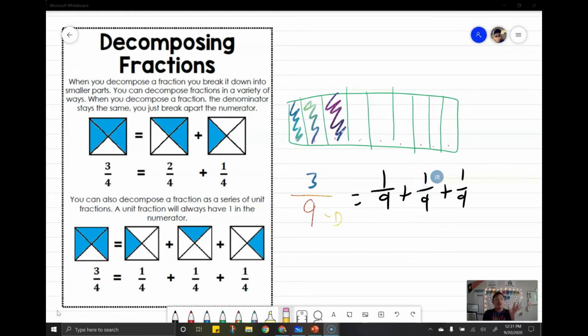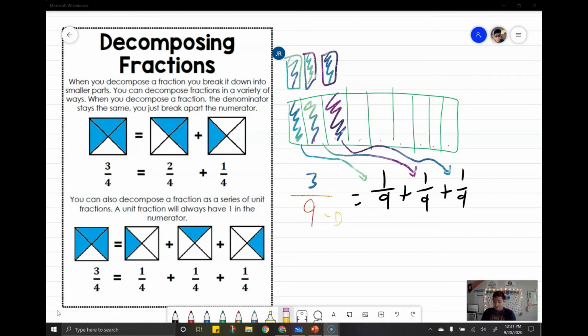Okay, so he broke down the fraction 3/9 into its unit fractions, okay? So here we have this one that represents that, this one that represents that one, and this one that represents that one, okay? So 1/9 plus 1/9 plus 1/9 equals 3/9, okay? It's just like saying if I took these apart and I had them individual, right? Each of them would be 1/9. Okay, when I put them together, they're going to be 3/9. Okay, so that's what decomposing means.